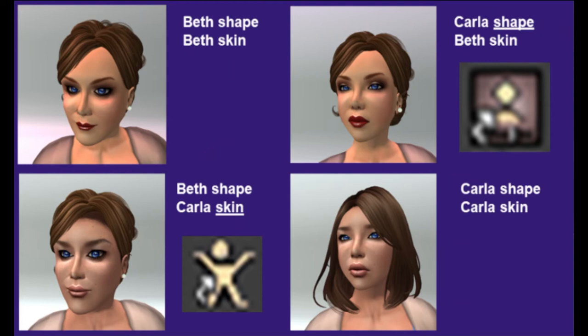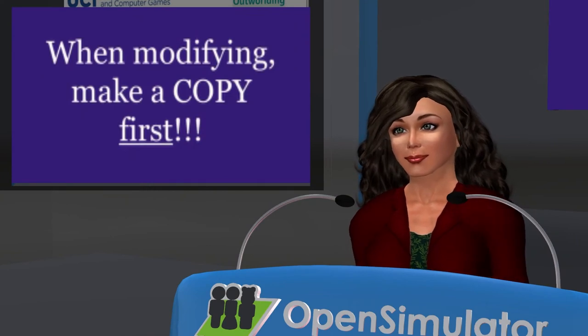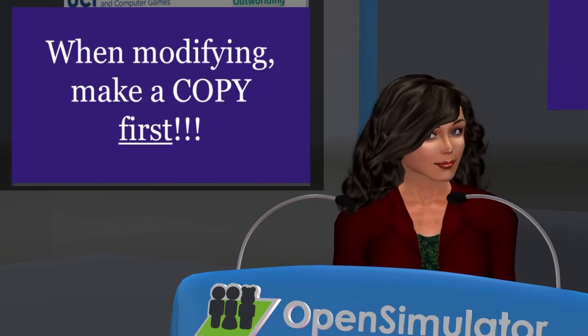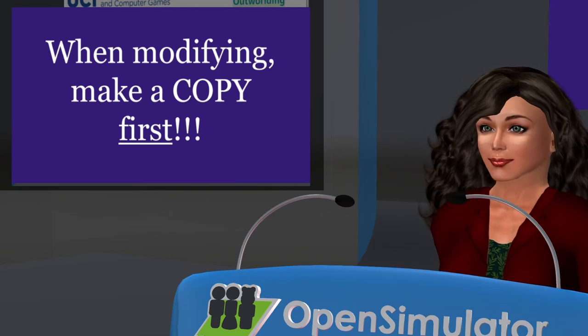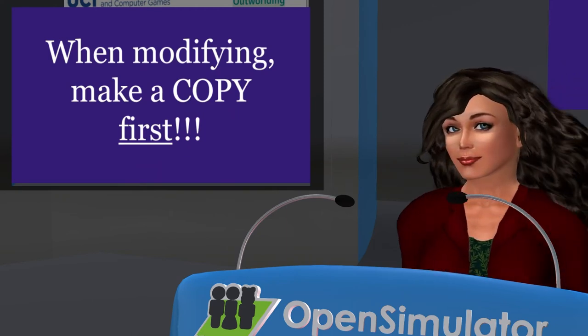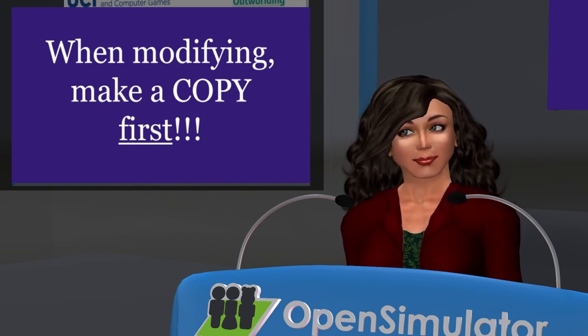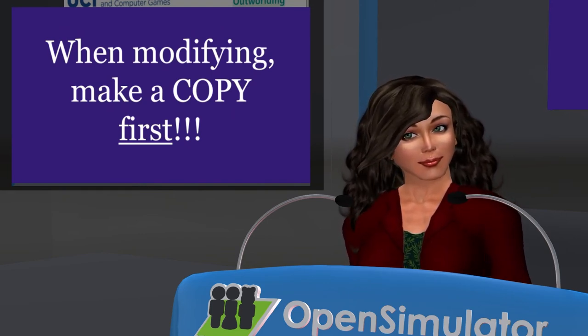Really, the best thing is to just play around with it and see what you wind up liking. When you're modifying something, make a copy first. It's really easy to totally mess something up when you're trying to customize it. You can always check with the designer to see whether they'll give you another copy, but make a copy first.